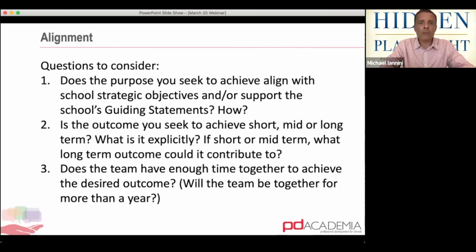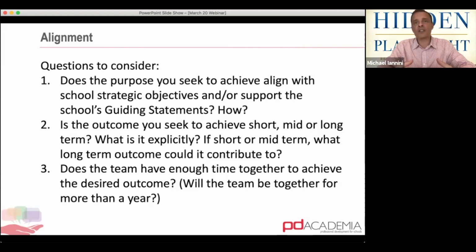Next, is the outcome you seek to achieve short, mid, or long term? This again is incredibly important. How long is your team going to be together? If you start to work towards a purpose that will take about 2 to 3 years, can we actually expect our team to be together during that time? Will you still be leading the team during that time?